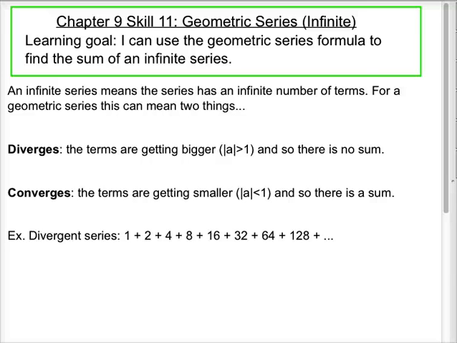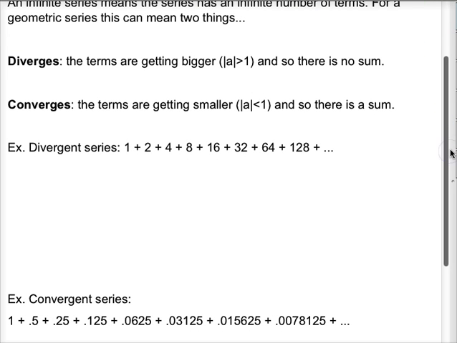Welcome back. So today we're going to talk about another type of geometric series. We're going to talk about an infinite series. So by infinite series, what I mean is that there is no end to it. It goes on forever. Now, it diverges.